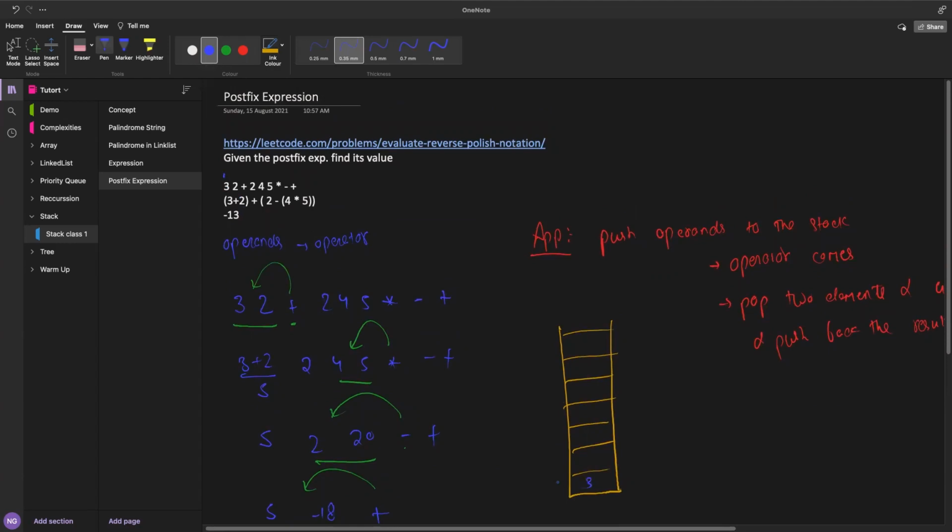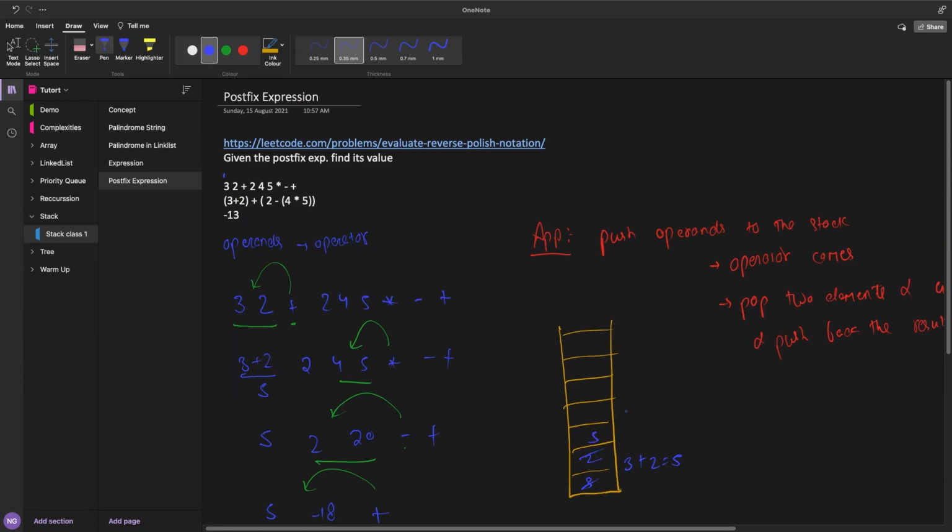This is an operand. I will put it right here. Then I got 2. 2 is an operand. I will put it into this stack. Then I got plus. So what I will do, I will pop this 2 element out and do 3 plus 2, which is 5, and push 5 back into this stack.